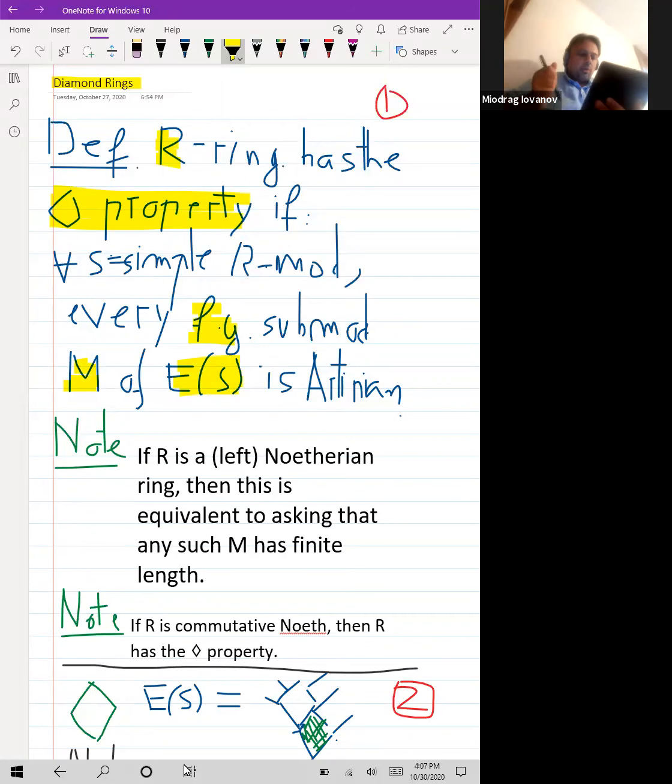So what we do is the following. You look at simple modules, you look at the injective hull of the simple module, and we want to make sure that finitely generated submodules of this injective hull are Artinian. So that's the condition, and that's called the diamond property. I'm going to try to justify why it's called that, or rather why I think it's called this, because I don't know for sure why it's called like this, and it probably could be something else.